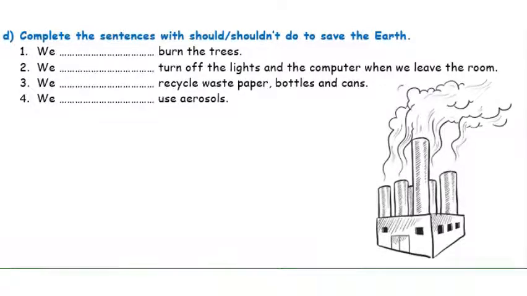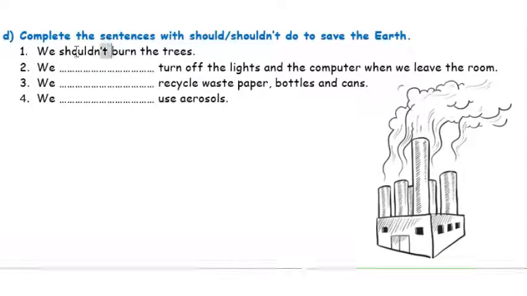Complete the sentences with should or shouldn't do to save the Earth. We should or shouldn't burn the trees. What do you think? Green plants, trees are important since they absorb carbon dioxide from the air and use it for the food making process, and by this process they release oxygen. So trees help us clean the air. They help us reduce air pollution. So should we burn them? Good job. We should not burn them. We shouldn't burn the trees.